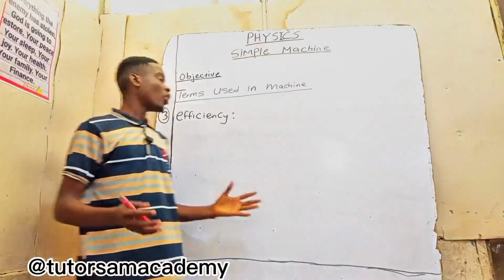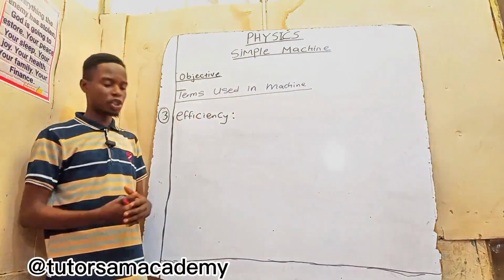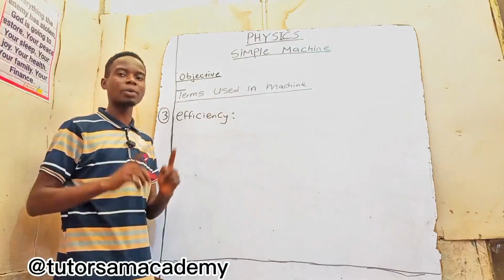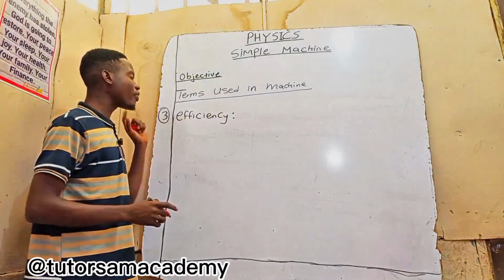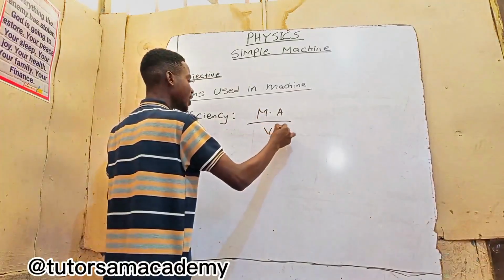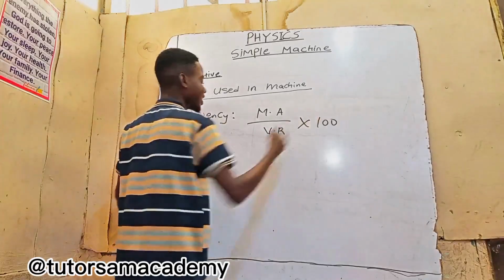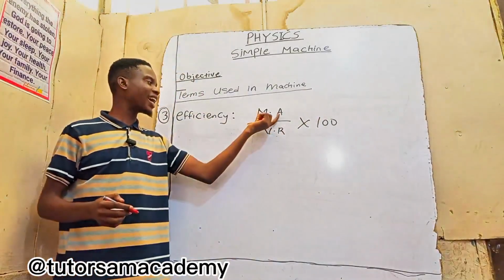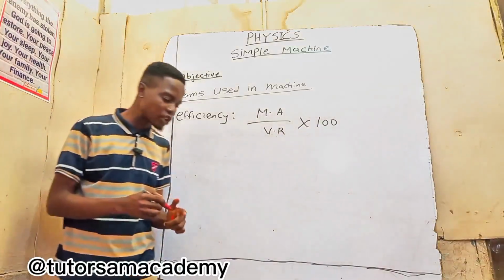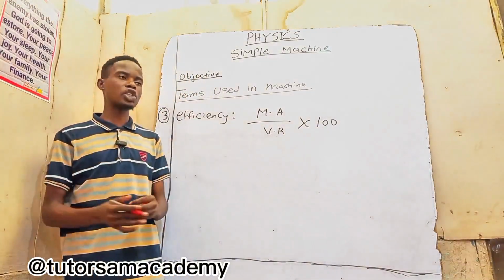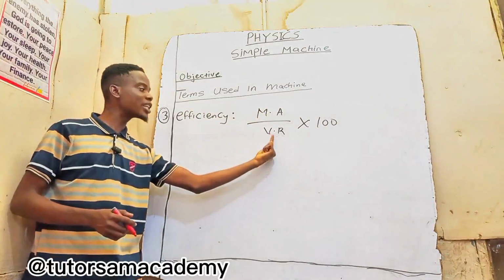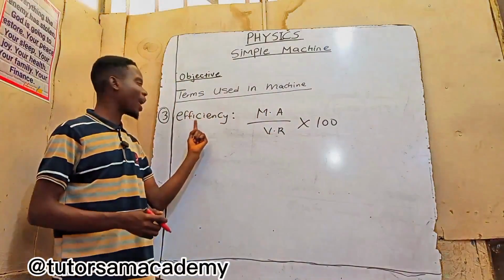All right, let's talk on efficiency of a machine. We have talked about mechanical advantage and we have talked about velocity ratio. Efficiency of a machine is the ratio of mechanical advantage to velocity ratio as expressed in percentage. I'm going to give you a different definition of efficiency, but let's take this first one first. The ratio of mechanical advantage to velocity ratio as expressed in percentage is our efficiency.